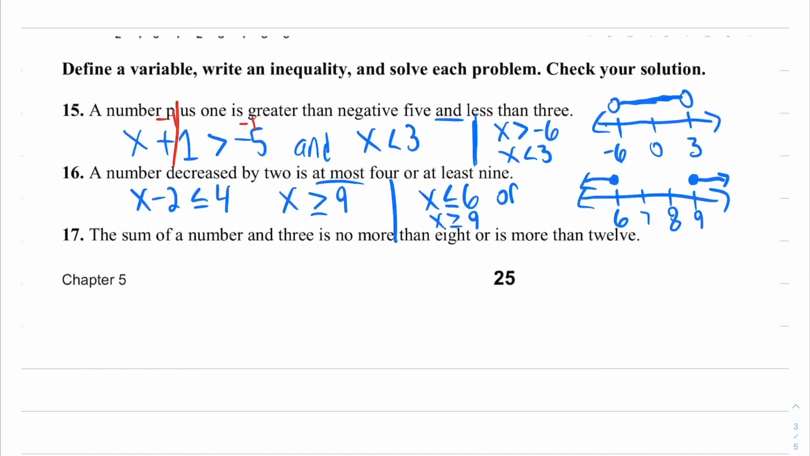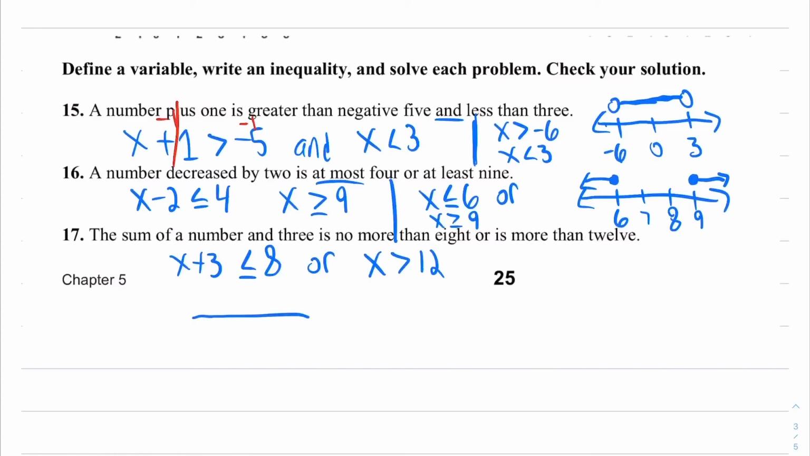I'll do one last one. The sum of a number and 3. So x plus 3 is no more than 8. No more than 8. Or x is more than 12. It doesn't say it can be 12, it says it has to be more than 12. On the first part, it says is no more, so that means it can be it, but no bigger.